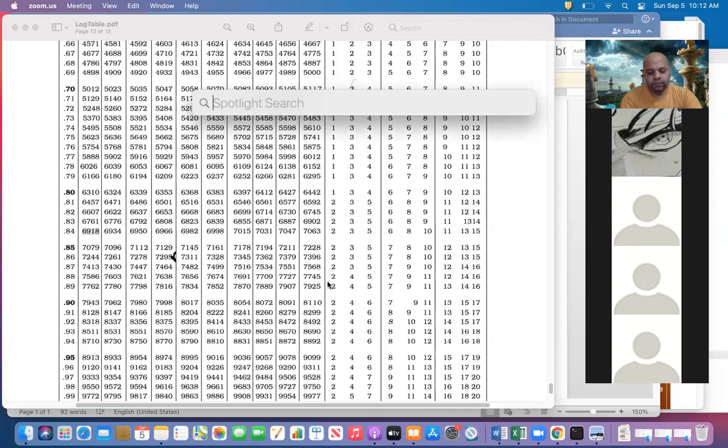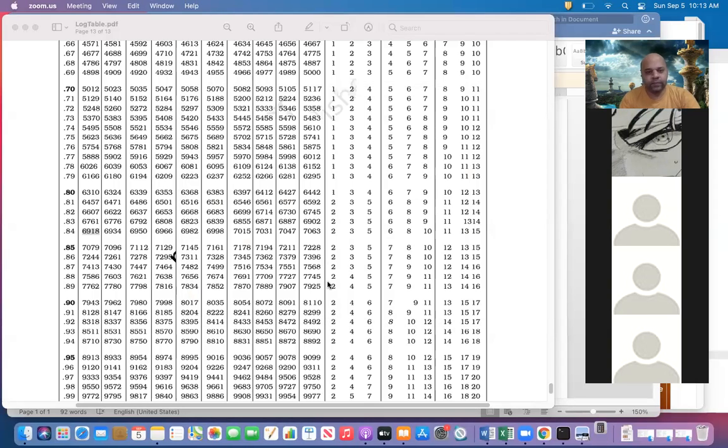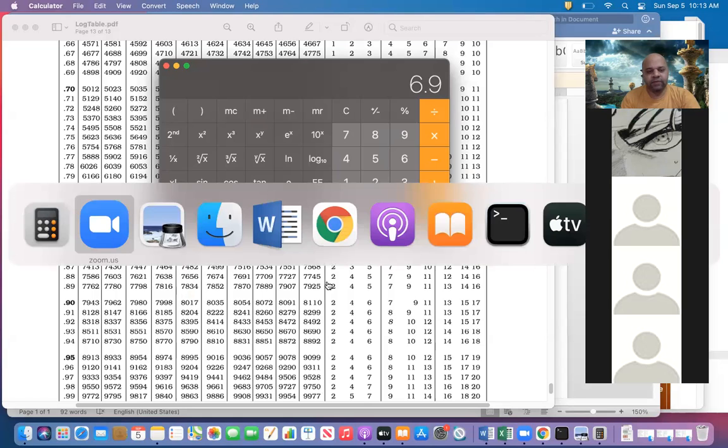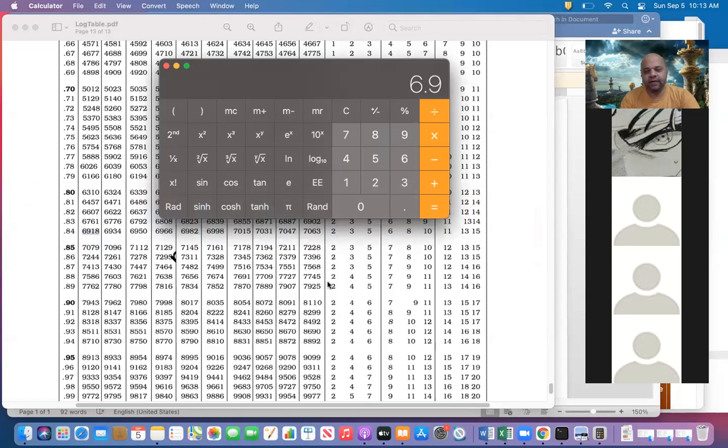So, calculator. What was that? 6.9-something we have got, right? 6.928 multiplied by 6.928. What do we get? See, 47.99, almost, very close we got, right?